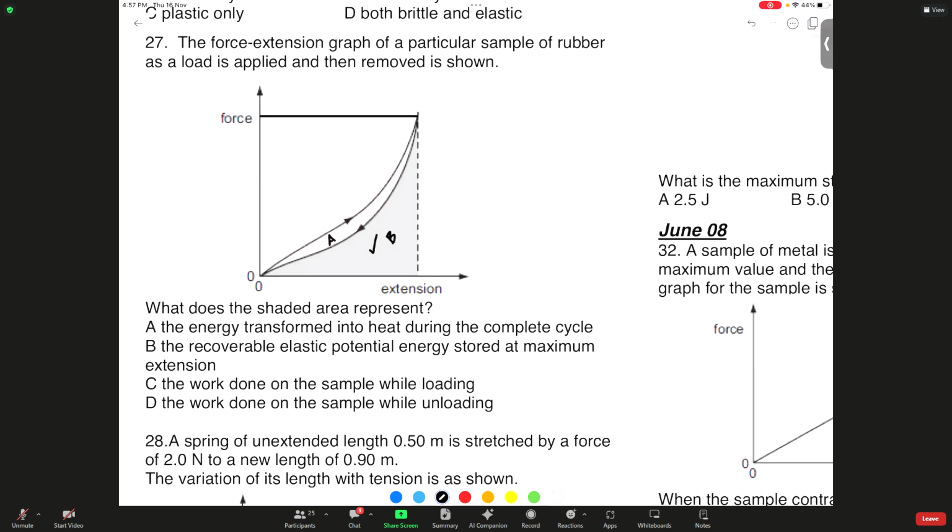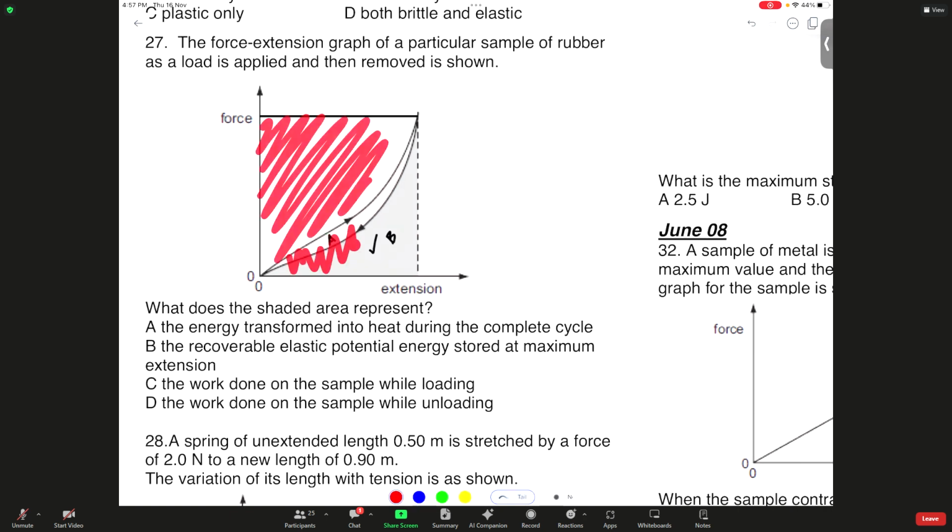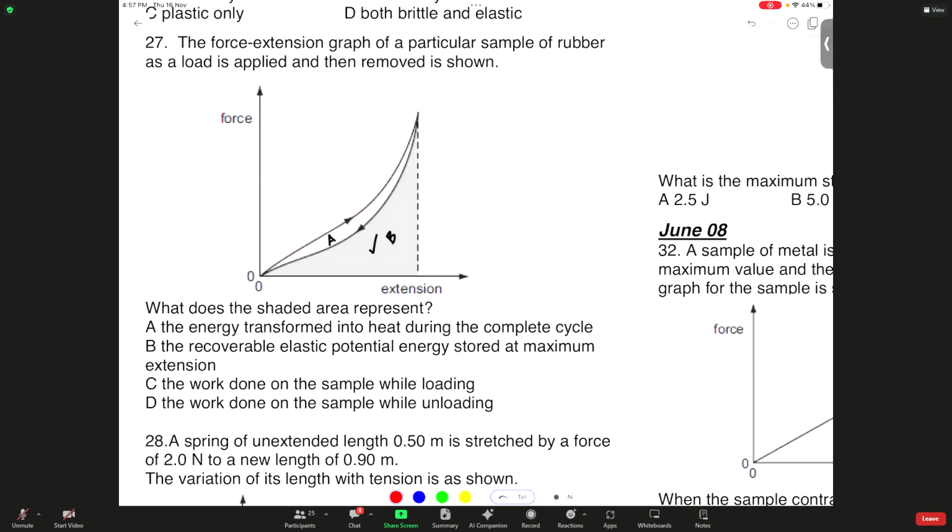A plus B, that's actually the energy that is stored while it's stretched. So we do work on the whole thing, but we store only a little. Remember why? Because there's an opposition and everything. So my final question for you: what will the work done on the sample while unloading be? Work done on the sample while unloading. What area should that be? Same as C. White part, same as C.